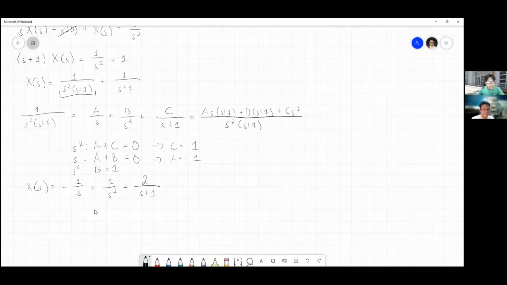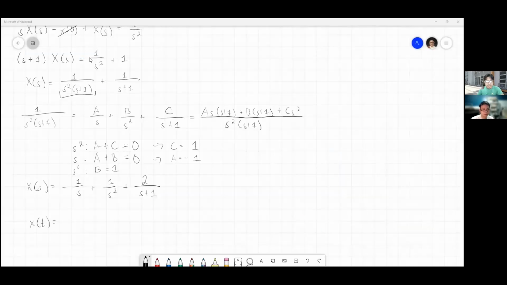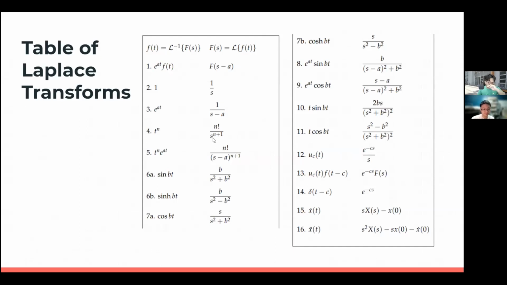Sige, sulat na lang muna natin ito. X of t natin. So start tayo with -1 over s. Balik tayo dito, 1 over s. Ang inverse Laplace transform niya is 1. So, ilalagay natin dito is -1. Okay? Next, 1 over s squared. Ito yung form natin dito.